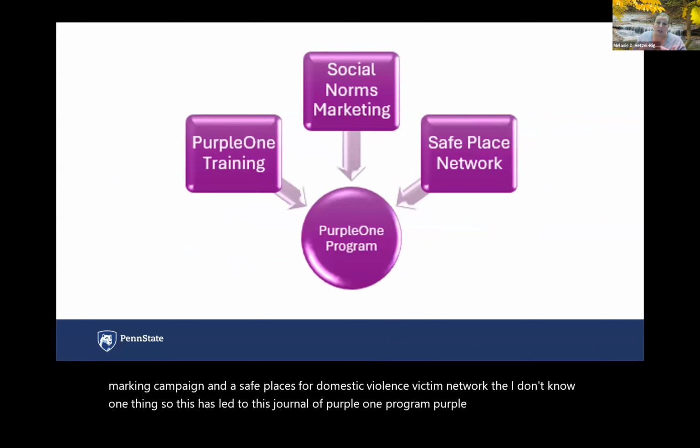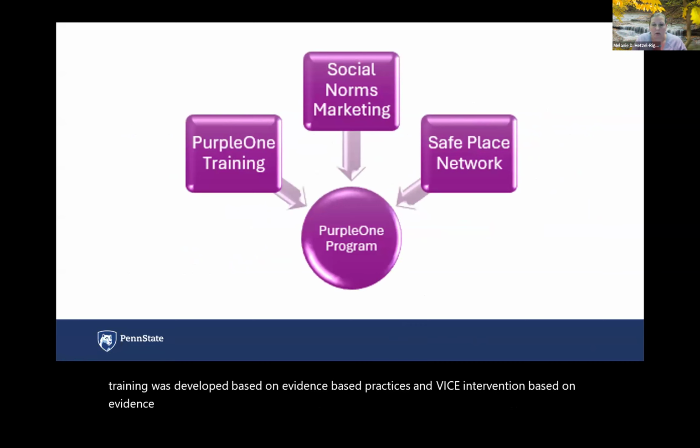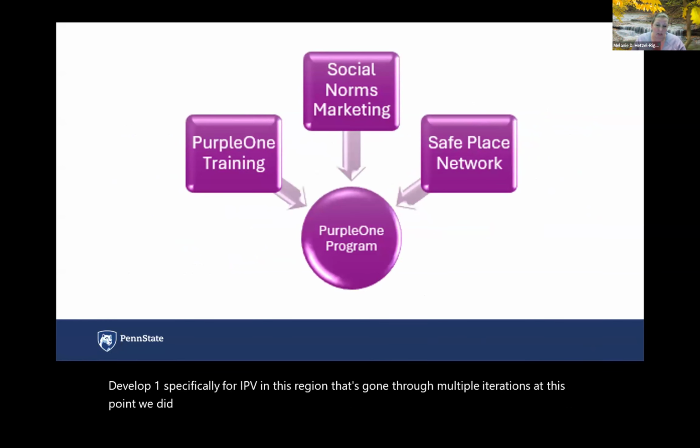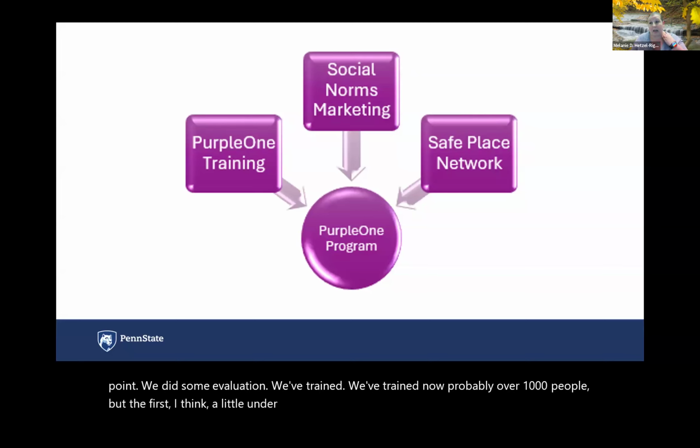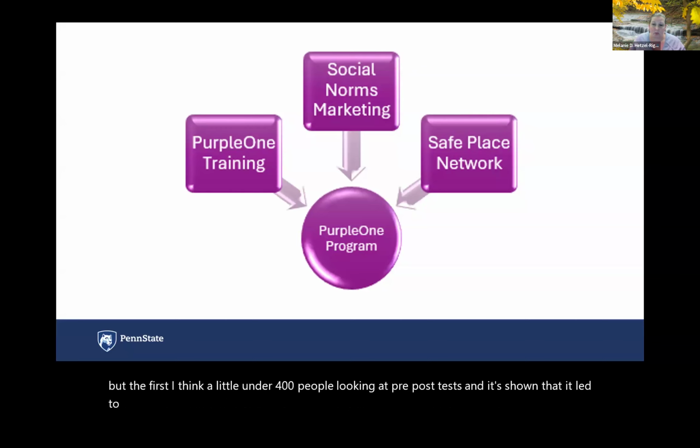The Purple One training was developed based on evidence-based practices and bystander intervention, based on evidence that is well known in the literature. And I worked with a number of the members of Safe Journey to develop one specifically for IPV in this region. That's gone through multiple iterations at this point. We did some evaluation. We've trained now probably over 1,000 people, but the first, I think I have a little under 400 people looking at pre-post tests, and it's shown that it led to very successful outcomes in terms of reducing violence myth acceptance, increased knowledge of IPV, increased ability for bystanders to be effective.